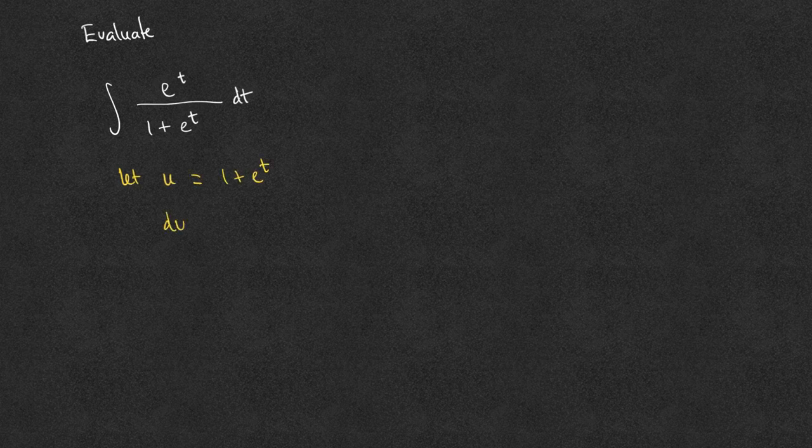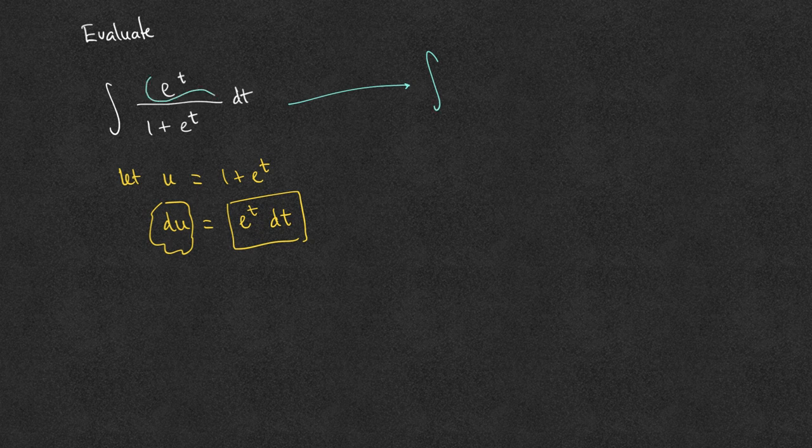We let u be the denominator, 1 plus e to the t. Then the differential du is 0 plus e to the t, the differential dt. We then substitute e to the t dt with du and 1 plus e to the t with u. With this, we rewrite the given integral. The numerator e to the t dt can be substituted with du. The denominator is now u only. And this is the same as the integral of 1 over u du.